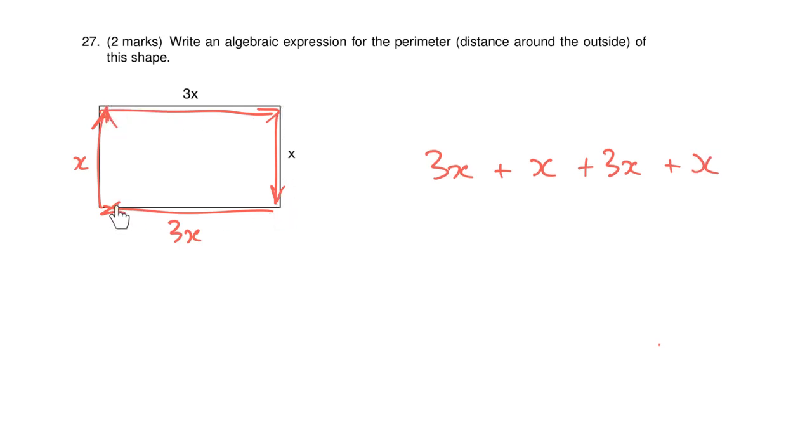3x, x, 3x, x. Add them all together because these are like terms, and I end up getting, let's see, 3x's plus another one is 4, plus 3 is 7, plus another one gives me 8x. So an algebraic expression for the perimeter would be 8x.